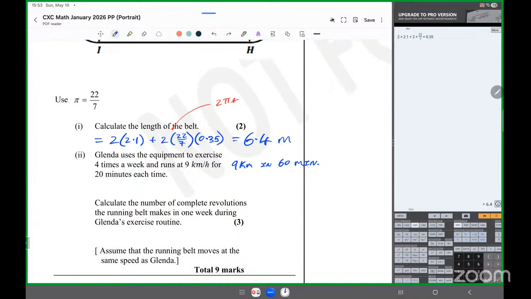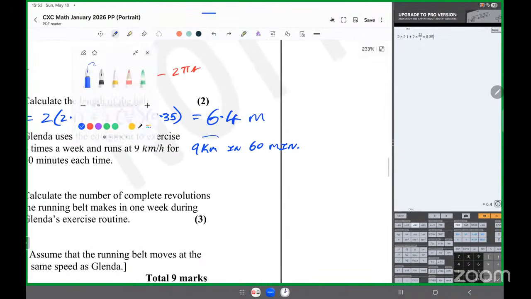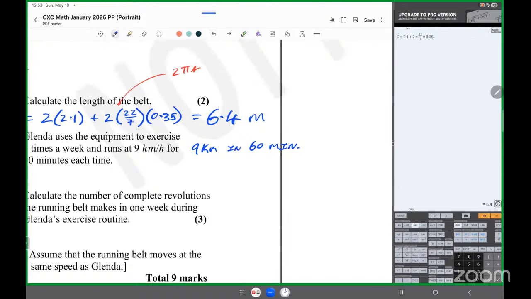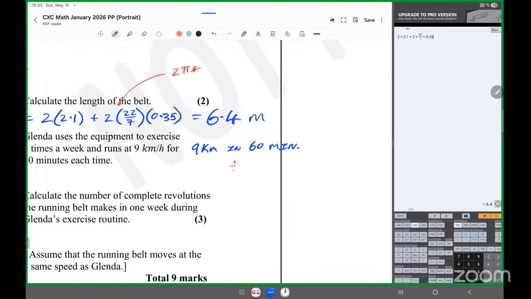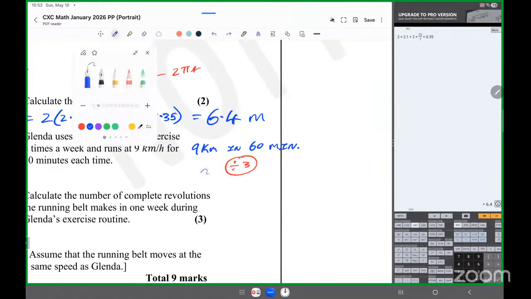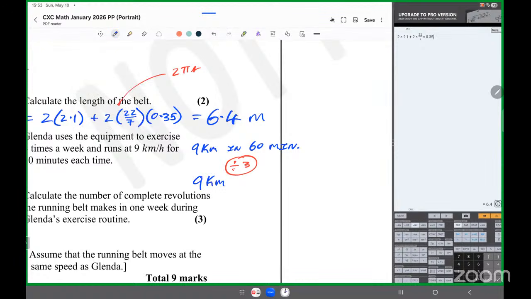Making it simple, if she does 9 kilometers in 60 minutes, 60 minutes has three 20-minute parts in it. For each of those 20 minutes, you divide by 3 to see how much you're going to do in 20 minutes. Divide it by 3, to get this down to 20 minutes.